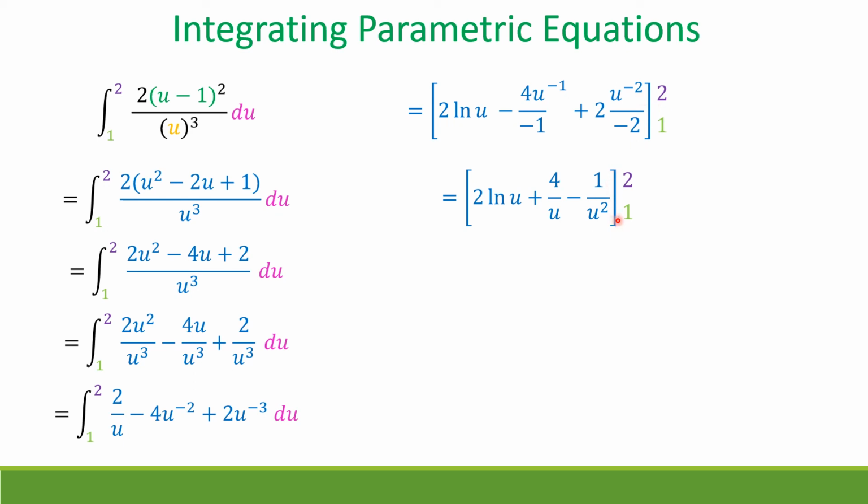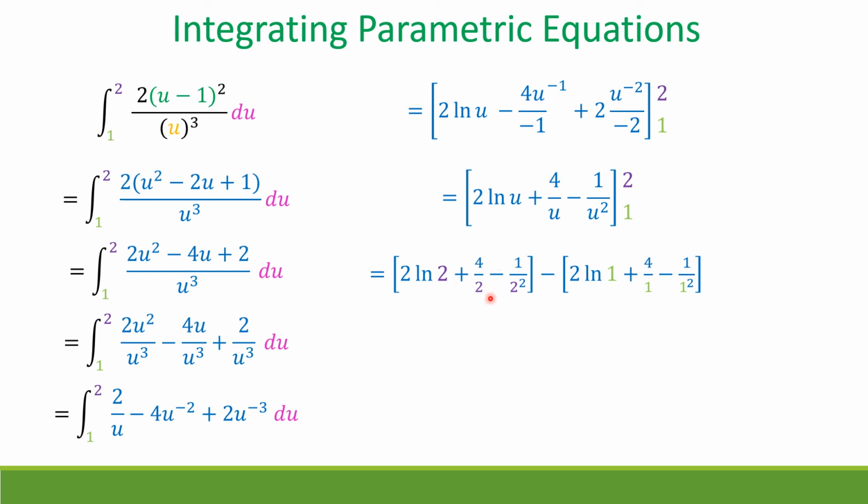From here, I'm now going to substitute in my limits. So I'm going to substitute in 2. Then I'm going to take away when I've got 1 substituted in. So I'm going to replace all the u's with 2 first. And then I'm going to replace all the u's with 1. Once I've got those two values, those values need to be subtracted from each other. From here, I've got 2 ln 2, which I'm just going to leave as 2 ln 2 because we need to give our answer in exact form.